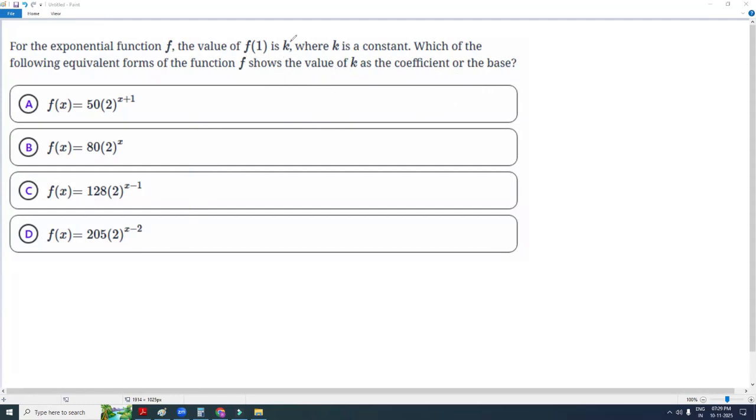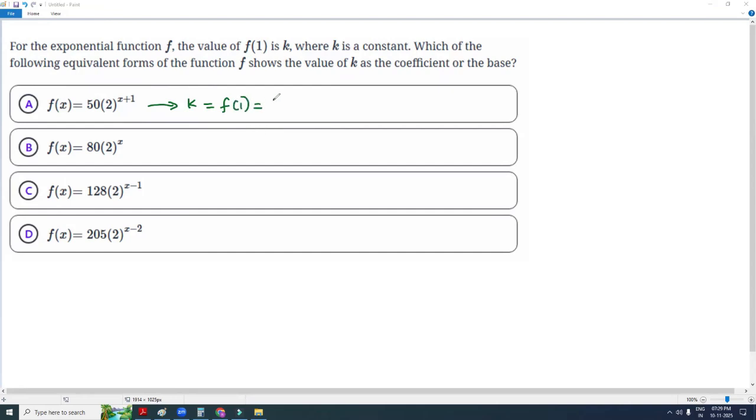How do we have to get the value of k? To get the value of k, let's consider this information. That is, f of 1 is k. So to get the value of k, we have to plug in 1 for x into the function f of x. Okay, now let me get the value of k for the function f of x in answer choice A. That is, we have to plug in 1 for this x.